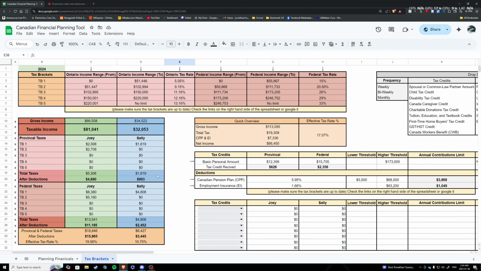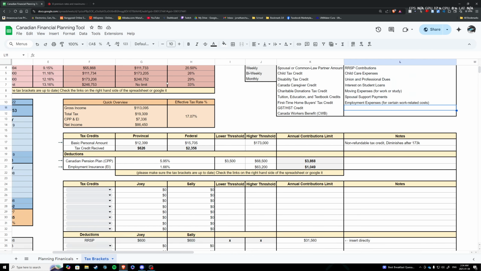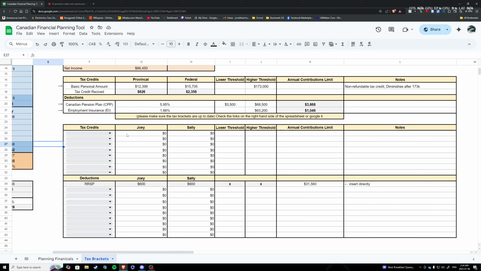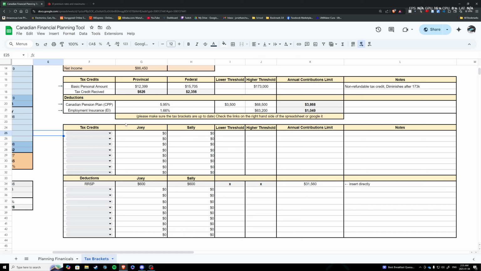I don't know if there's anything else I really need to explain. Oh, right, over here you can update your drop-down menu. So as you can see, tax credits and your deductions, you can update or change these however you want. And you'll see the changes here. For the tax credits and deductions, you'll have to look up how to calculate those, or how much of a tax credit or deduction you can get, and just put your values here.